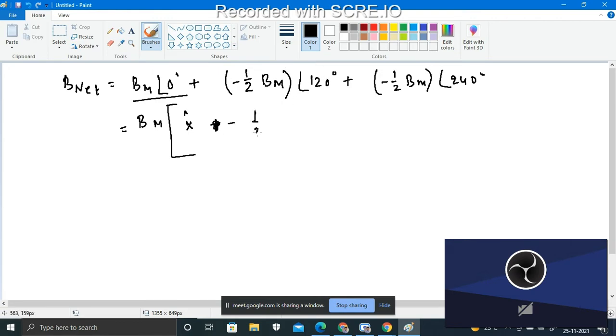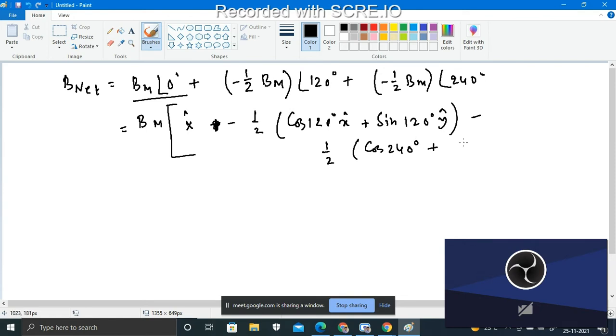So it should be minus half of cos of 120 degrees x plus sine of 120 degrees y. Minus, now in this section, minus half of cos of 240 degrees x plus sine of 240 degrees y.